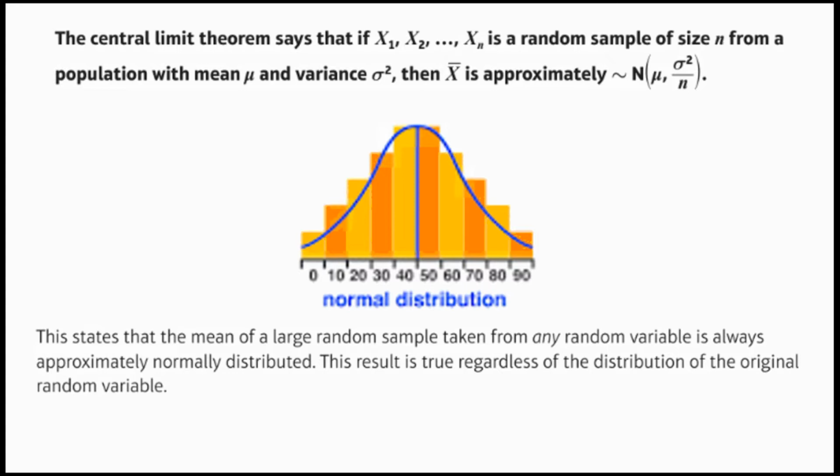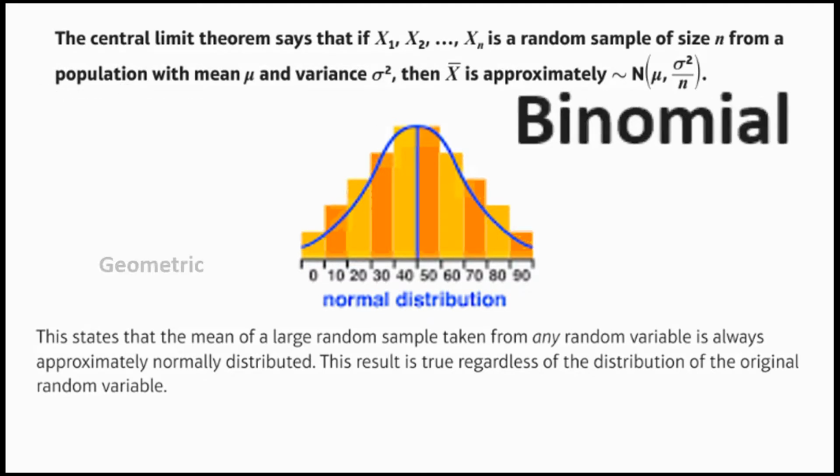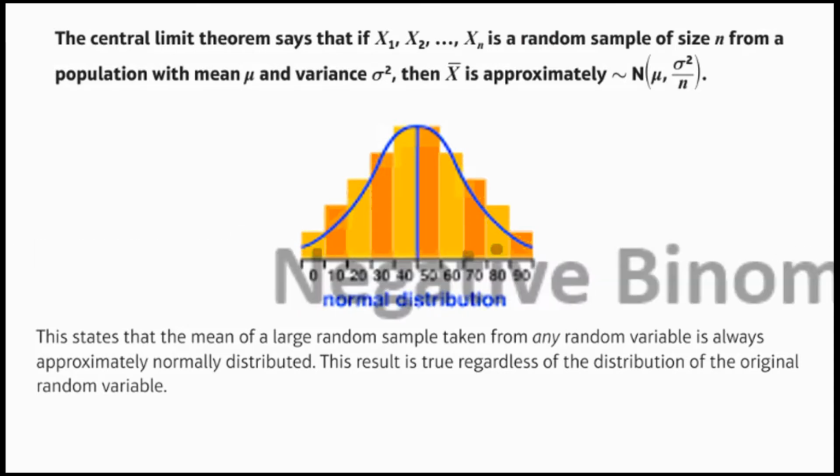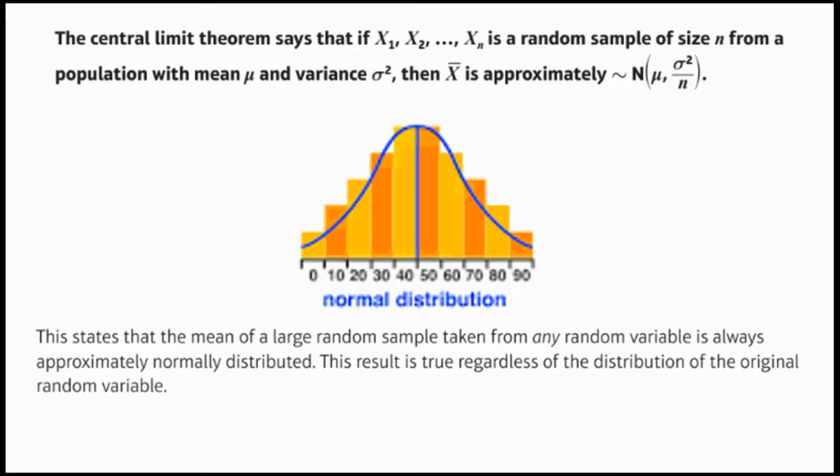Since we're aware of quite a few specific standard distributions, you will be expected to apply the central limit theorem to all of the distributions you've encountered so far. So you should be able to apply it to the Poisson distribution, to the binomial distribution, to the geometric distribution, and to the negative binomial distribution. For each of these, as long as you can calculate mu and sigma, you should be able to go ahead and find the approximate distribution of the sample means, the approximate distribution of x bar.